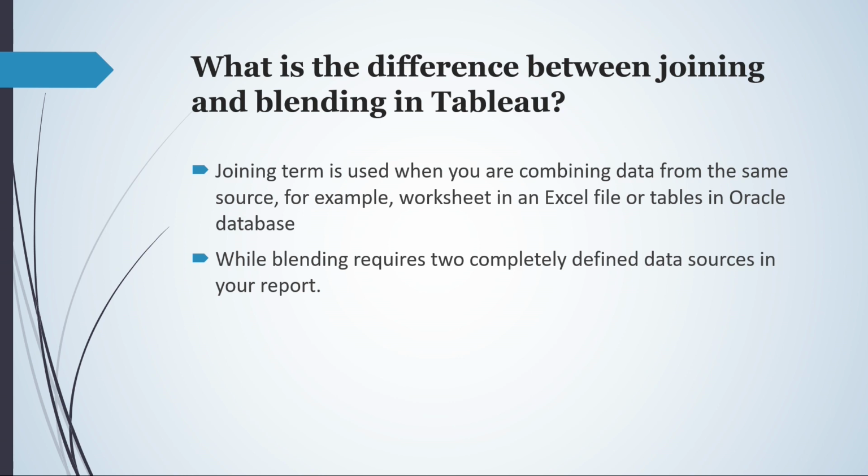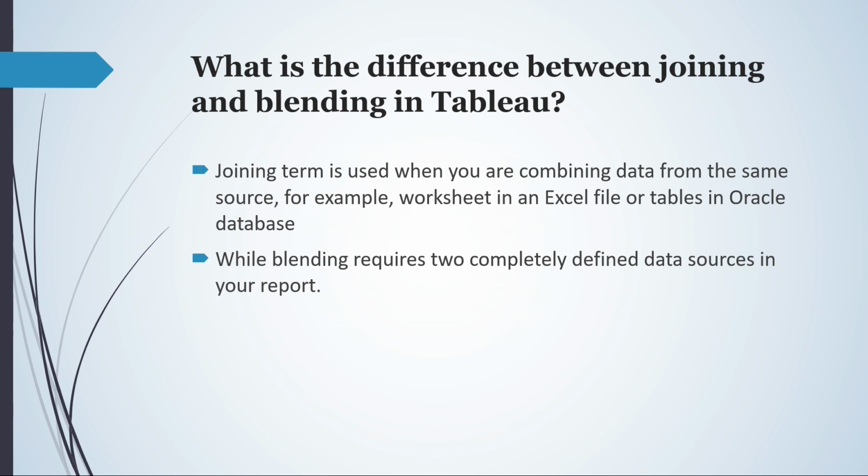Suppose your SQL data source is at a lower level of granularity and your Excel is at a higher level of granularity, then you can use blending at that time. And sometimes cross database join is not supported in some databases, so we can use data blending at that time. That is the main and basic concept of data joining and data blending, and that is the difference.